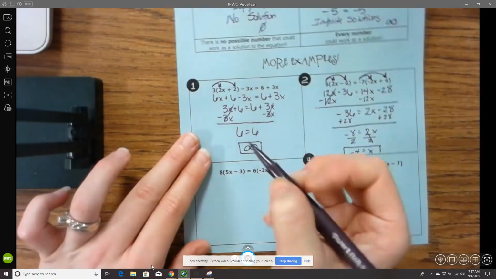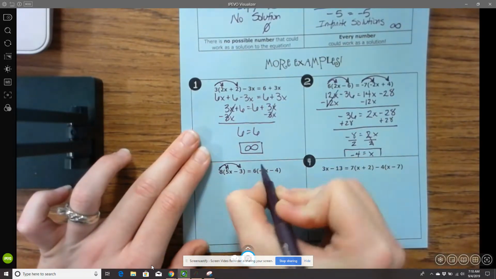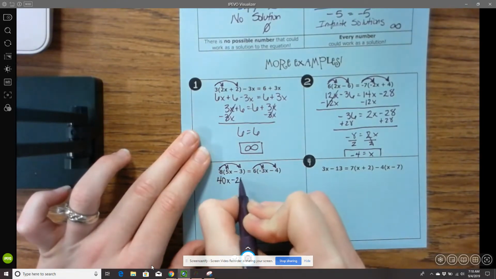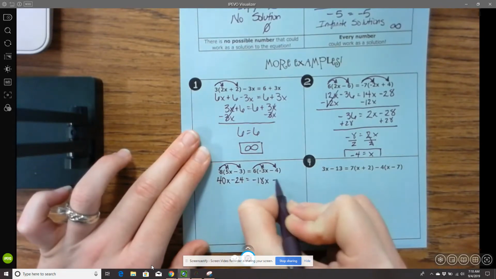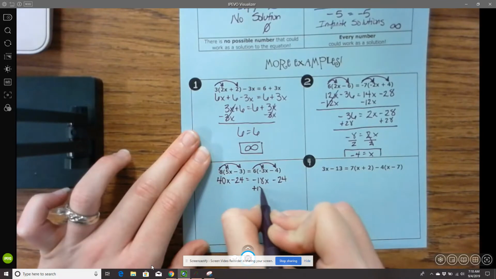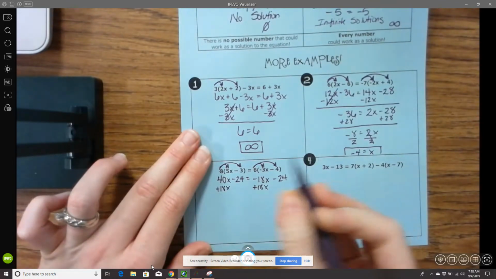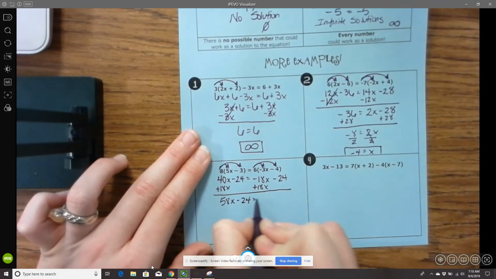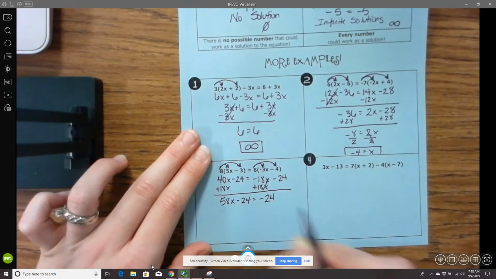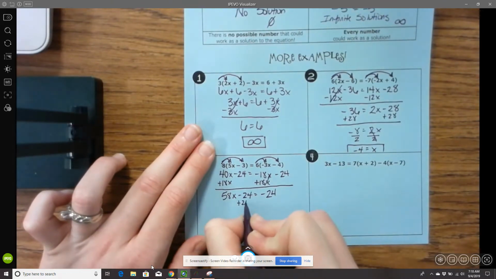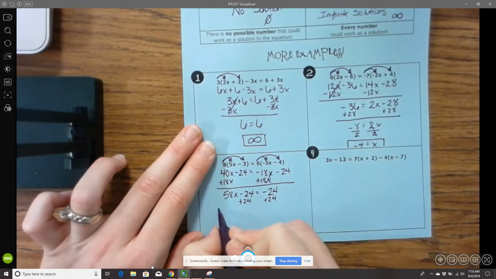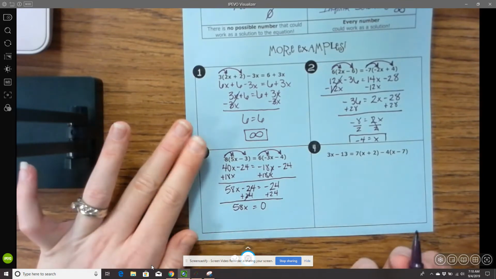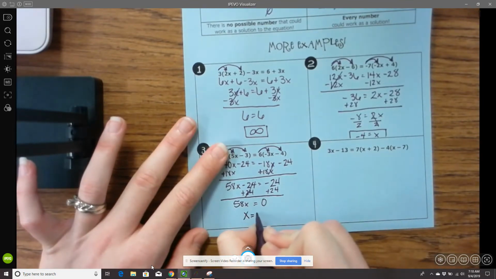All right. So again, we've got to distribute first. All right, so I'm going to move the 18x. So I get 58x minus 24 equals a negative 24. So I'm going to add 24 to both sides. And now I get 58x equals 0, which means x equals 0.